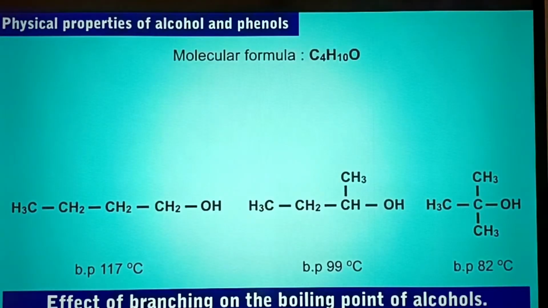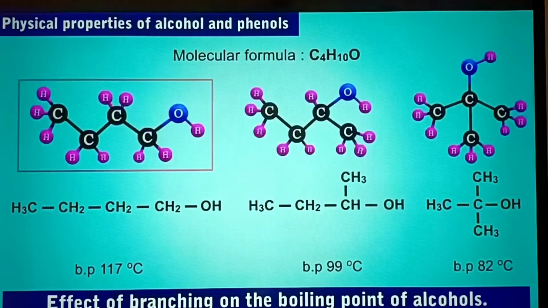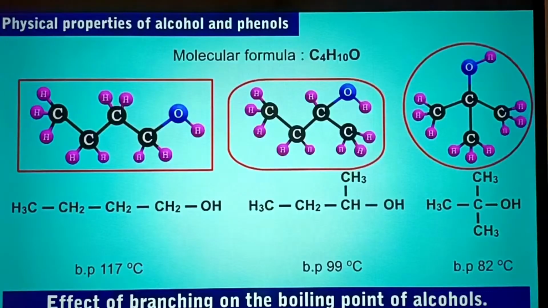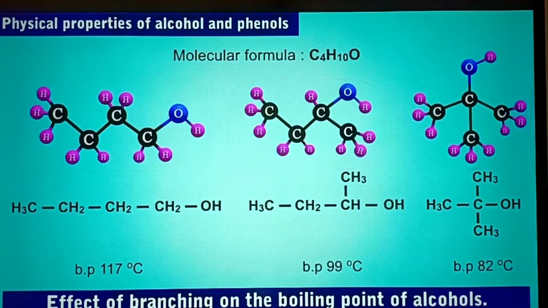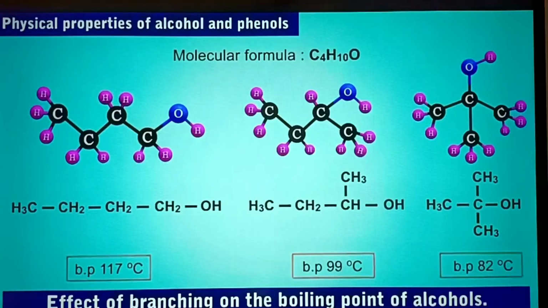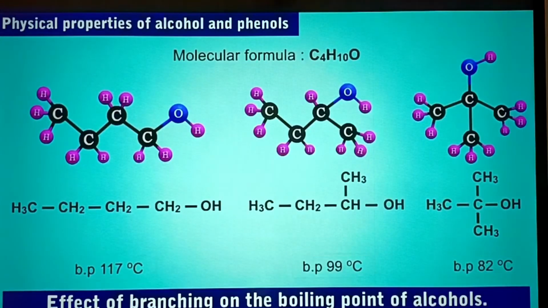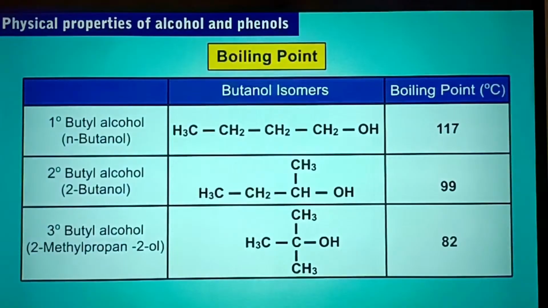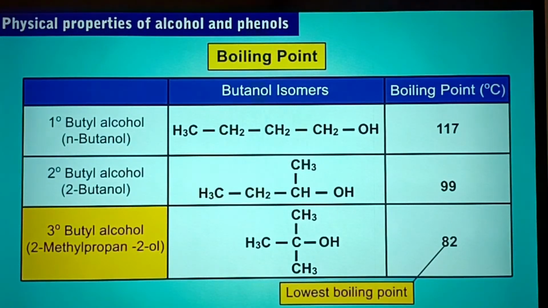As the branching of the carbon chain increases, the molecules attain a spherical shape and the surface area decreases. As a result, the van der Waals forces of attraction become weaker and therefore the boiling point decreases with an increase in branching. Therefore, among the isomers of butanol, tertiary butyl alcohol, 2-methylpropan-2-ol, has the lowest boiling point as shown in the table.